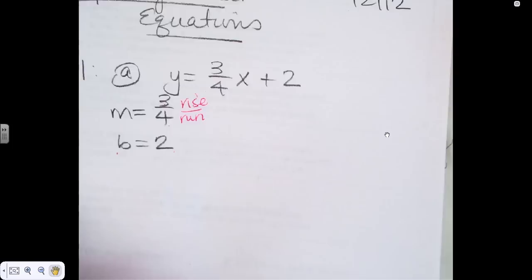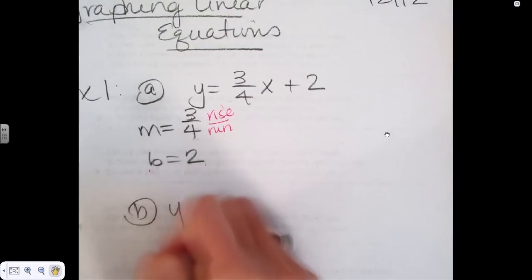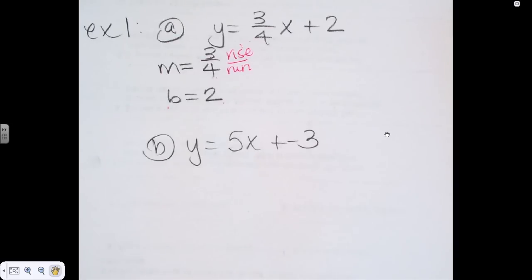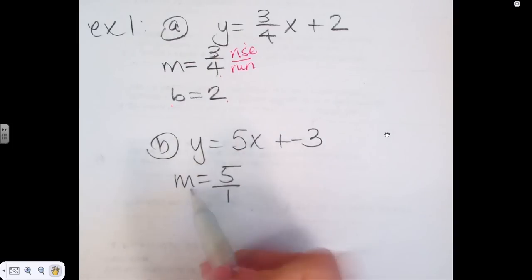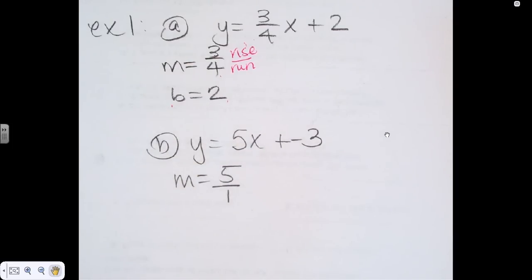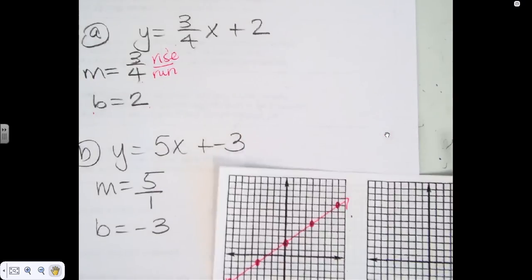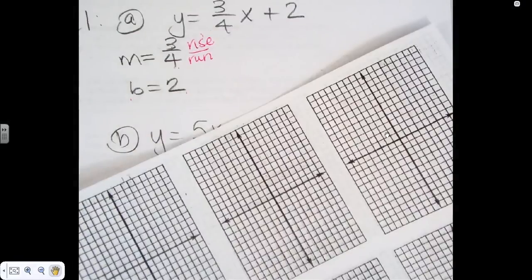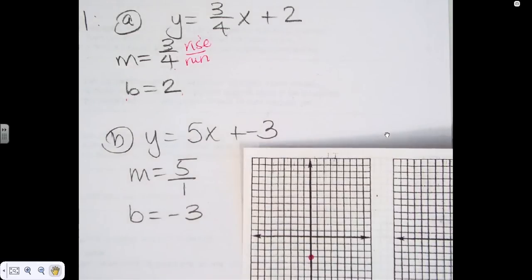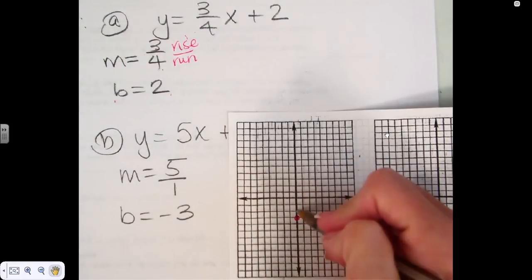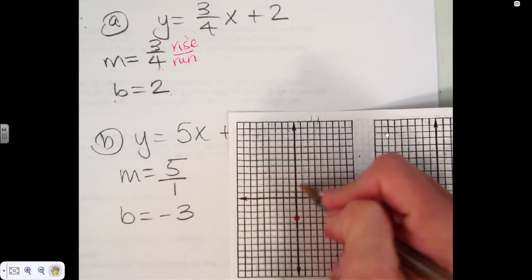Okay, let's try another one. Okay, y is equal to 5x plus negative 3. Okay, well, my slope is 5 over 1. Remember, it's 5, but we need to write it as a fraction because we need to rise and run. And my y-intercept is negative 3. Okay, so what do I plot first? I'm going to plot my b, which is negative 3. And then I'm rising 5 and running 1. So 1, 2, 3, 4, 5, and 1.